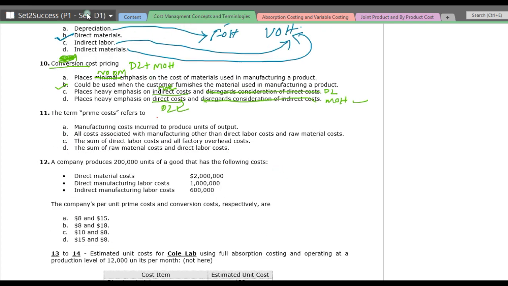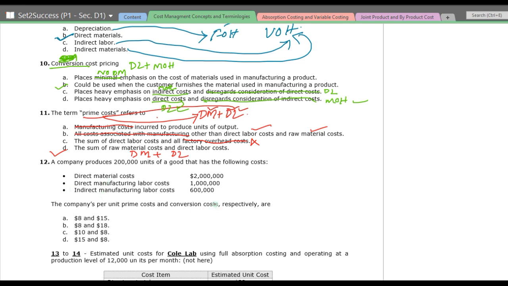Next. What is the term prime cost? Prime cost is direct material plus direct labor. So let us see whether it fits. It is the sum of raw material, that is direct material, plus direct labor. So this is the correct option. Factory overhead is not there in prime cost. All manufacturing costs, no. We have only direct material and direct labor. We have raw material cost and direct labor cost, yes, but all manufacturing costs, no. The costs included in prime cost are direct material and direct labor.